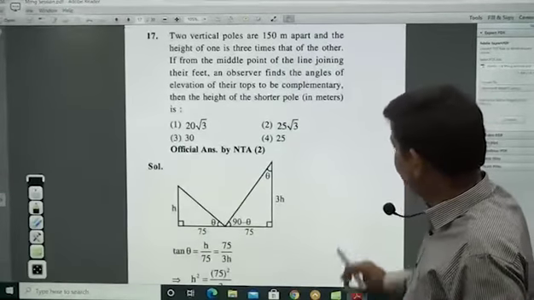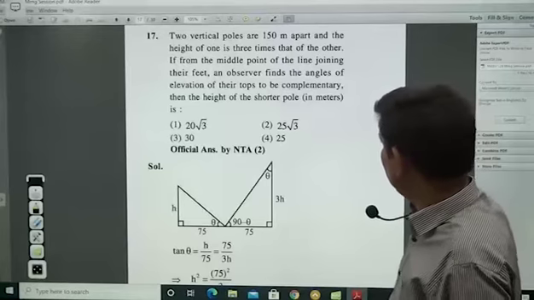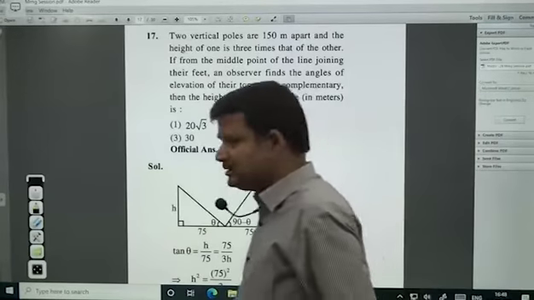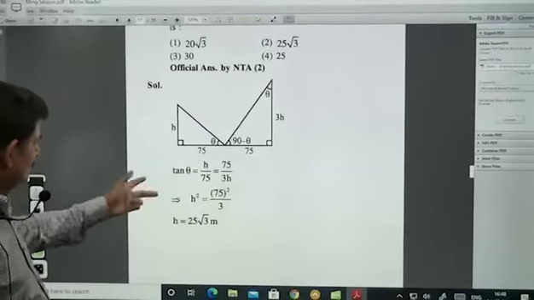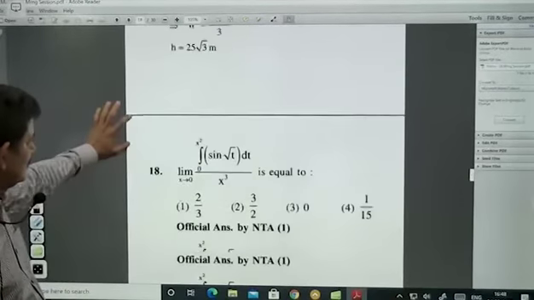Two vertical poles are 150 meters apart. You want me to do this question? 10th class, basic elementary heights and distances. His solution is also simple, so I don't think there is a problem.